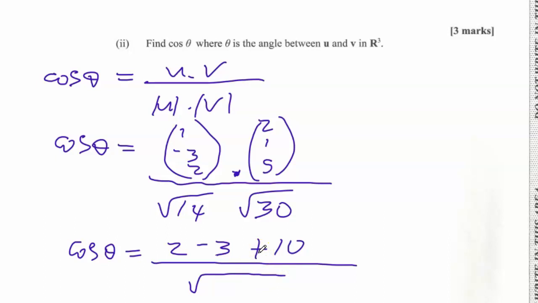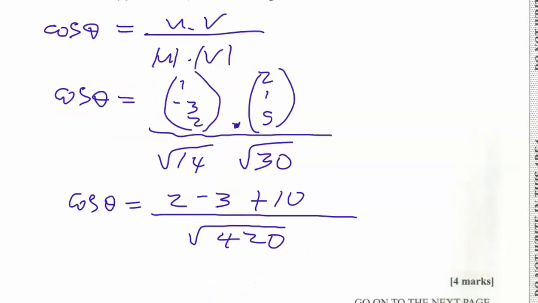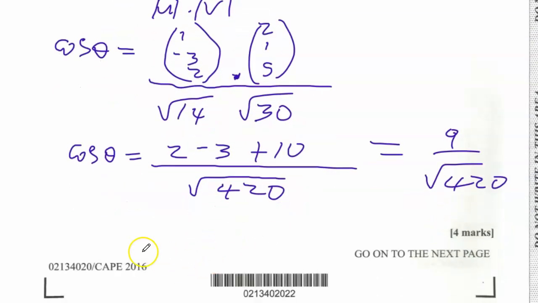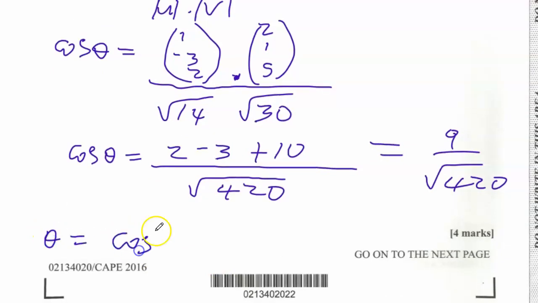So what's 14 times 30? That's 420, so it's the square root of 420. Which means that cos theta would be equal to 2 minus 3 plus 10, that's 9, over root 420. Which means that theta would be equal to cos inverse of 9 over root 420.